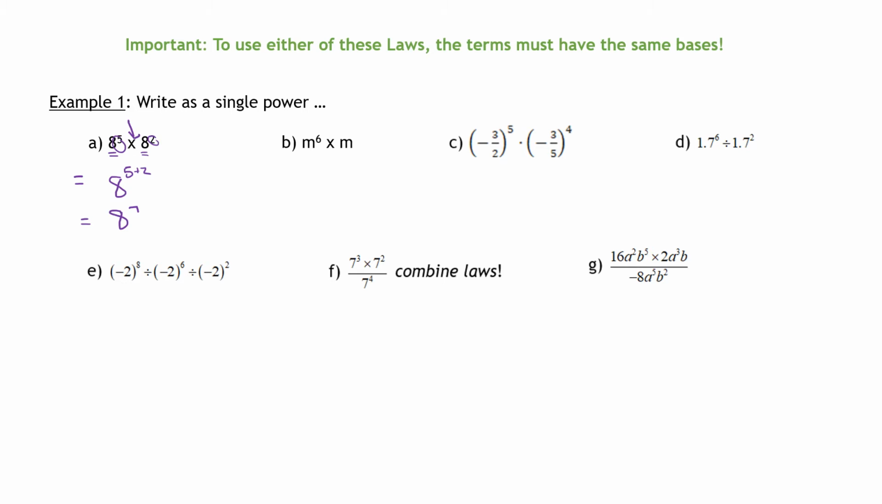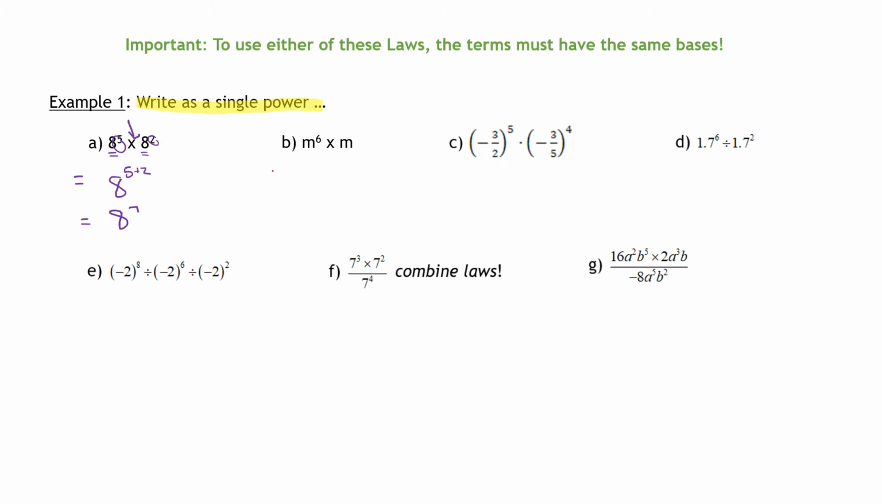And looking at the instructions here, it says write as a single power, so I don't need to evaluate. I don't need to get out my calculator and figure out what 8 to the power of 7 is. And if the question did say that in your homework, you certainly can use your calculator for a big question like that. Next one, m to the power of 6 times m.